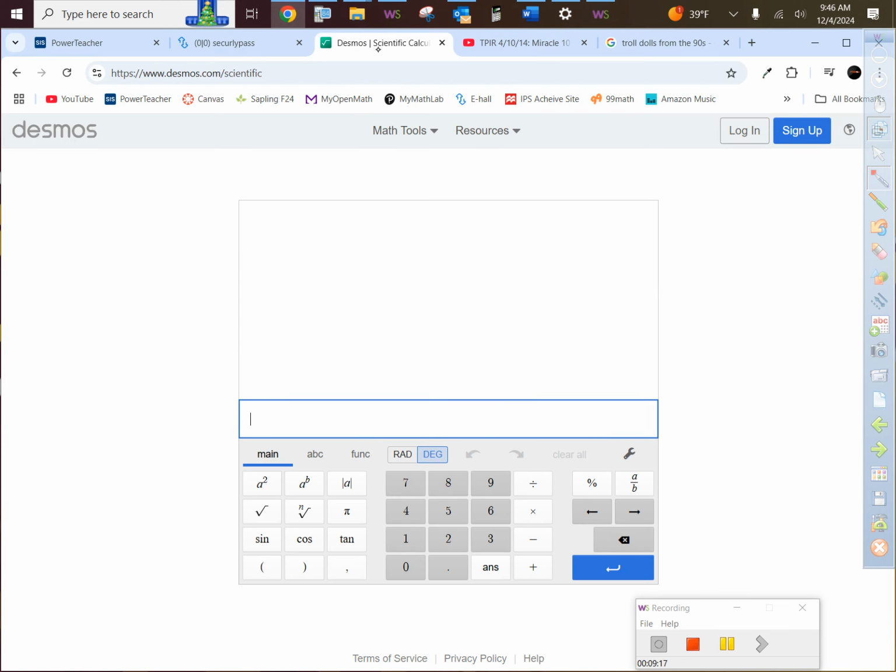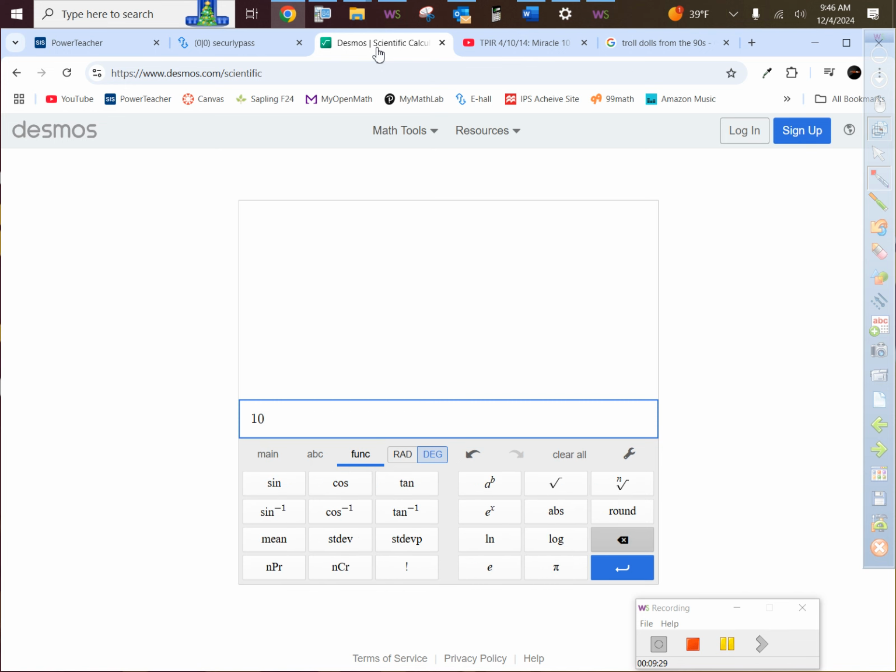You type the 10 first, right? And then can you see this little bar that says the main function right here, then there's ABC, and then it's this function menu. If you hit the function menu, there's your exclamation point right there, right? So it's under the function menu. I even typed that out into the box right there, and you get the same number.